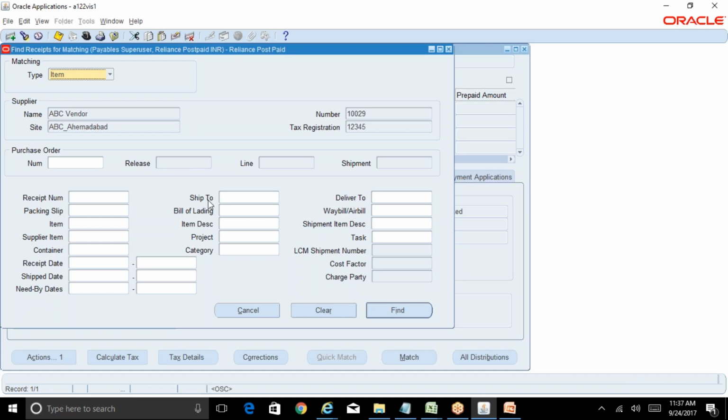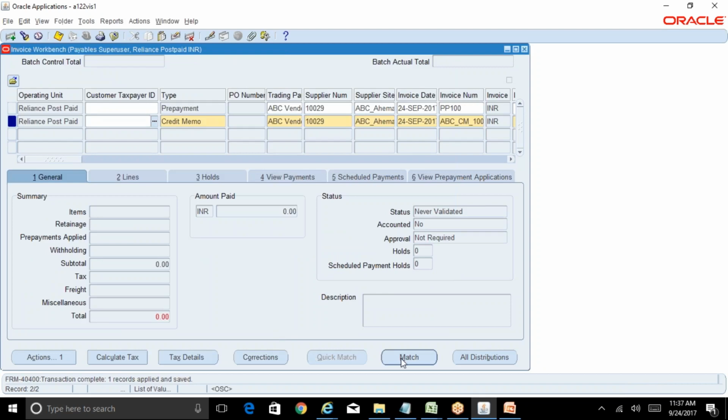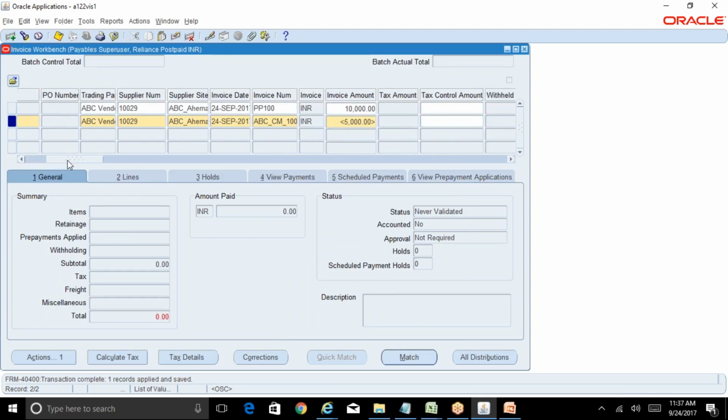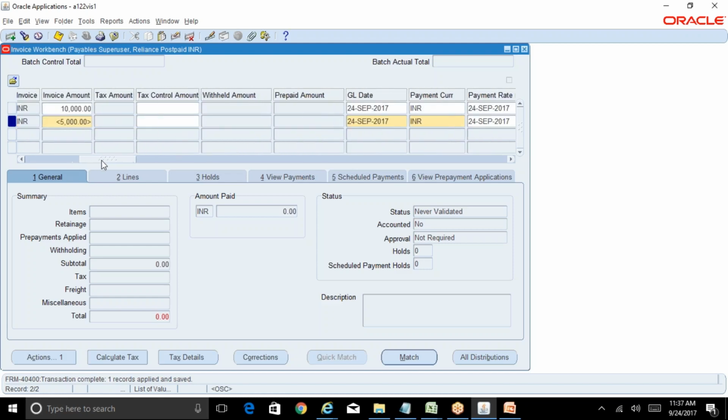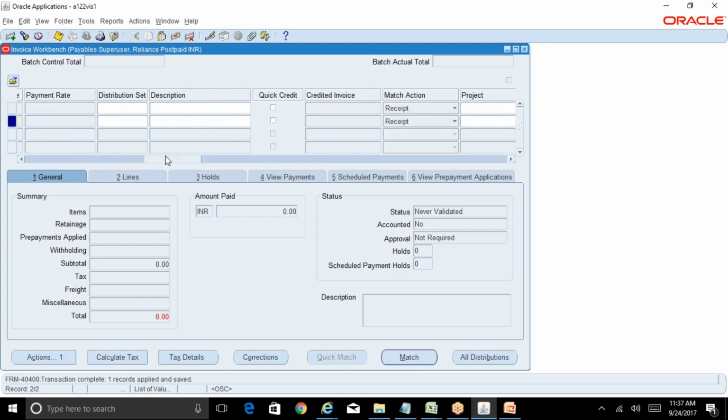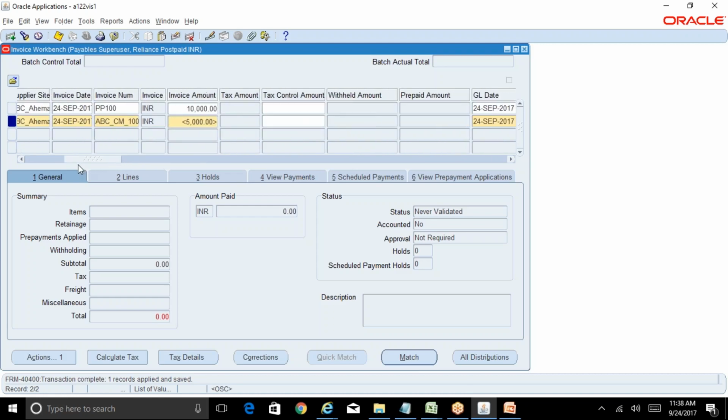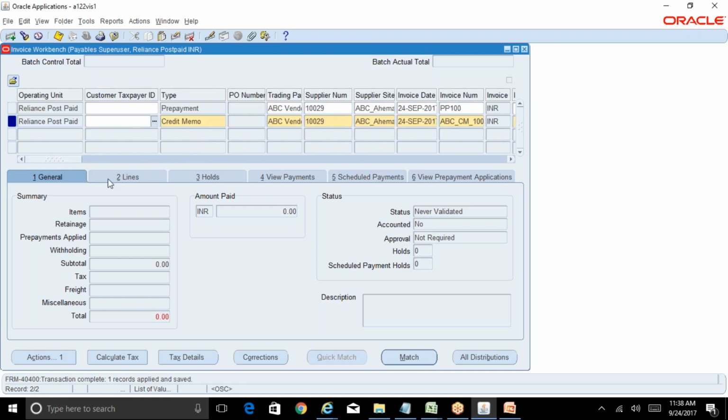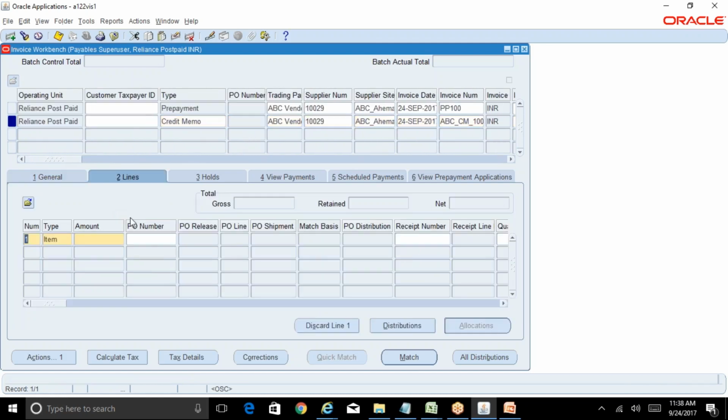I don't see any invoice number field here. Check. There's an option to enter the invoice number wherein we can match this. Okay, let me complete the details. Let's see. That's 5,000.